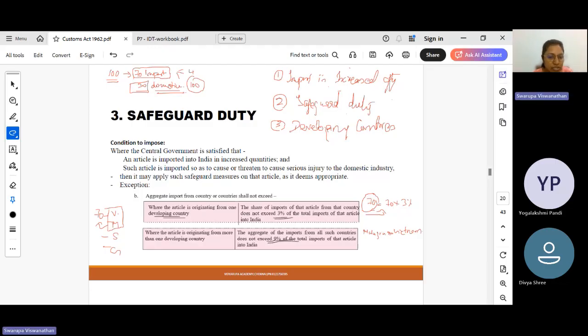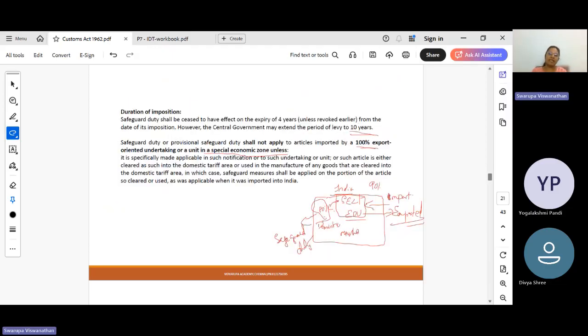Where an article is originating from more than one developing country, so we are having imports from Vietnam and certain other developing countries, then it should not exceed 9% of the total imports. So in case of import from one developing country it is 3%, or in case of more than one developing country, it is 9%. If the import from a country exceeds the threshold limit, then safeguard duty is applicable. Okay. And first, it will be applied for 4 years and then it can be extended up to 10 years.